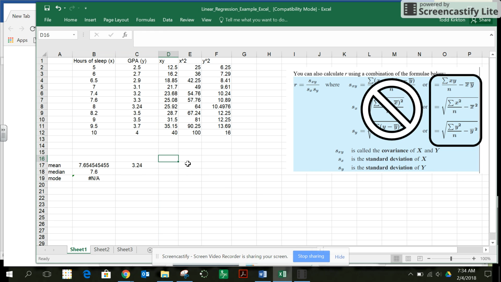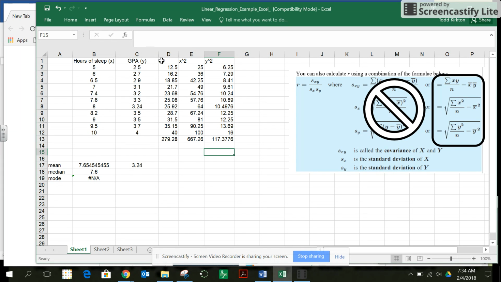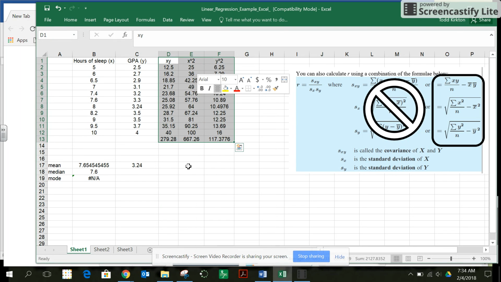Okay, so I need the total of the xy's, the total of the x squareds, and the total of the y squared. I'm going to do that by typing equals sum, and it's D2 to D12. And then I'll just drag that over. When you go to do this, if the numbers are too big that you can't see them, you need to make your columns bigger. And I'm going to go ahead and center these so they clean up a little bit.